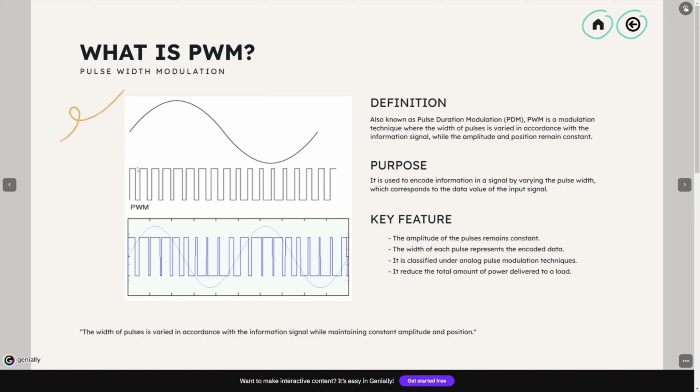The purpose of PWM is to encode information in the signal by varying the pulse width, which corresponds to the data value of the input signal. There are four key features of PWM: the amplitude of the pulses remains constant, the width of each pulse represents the encoded data, it is classified under analog pulse modulation techniques, and the last one, it reduces the total amount of power delivered to a load.